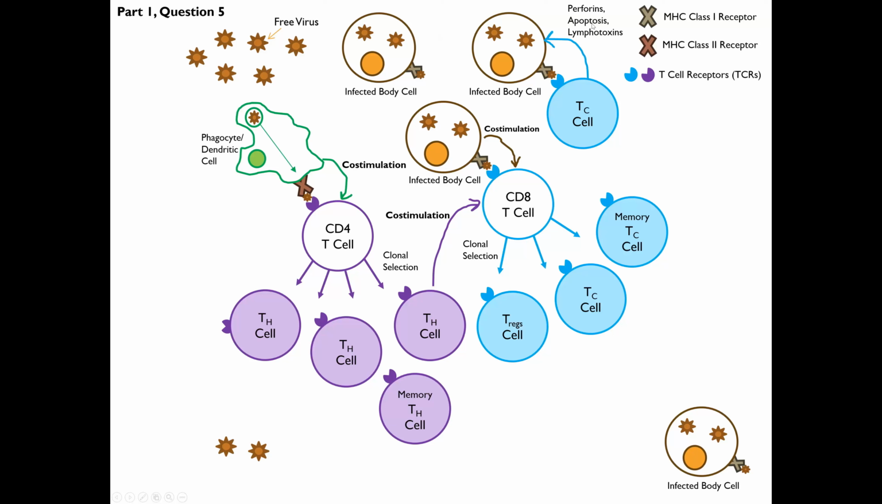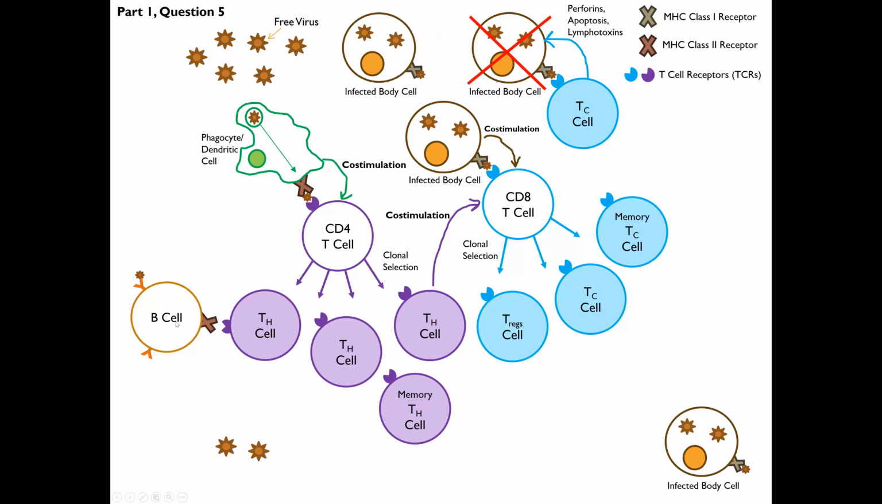It will then release perforins, enzymes that cause apoptosis, and lymphotoxins, all of which are designed to kill the infected body cell. And then this cytotoxic T cell will go on and find any other infected body cells it comes across and kill them as well. So this is my cell-mediated immune response, where now I have these cytotoxic T cells which are going to go out and find and kill any infected body cells.